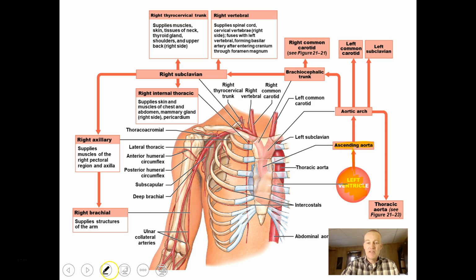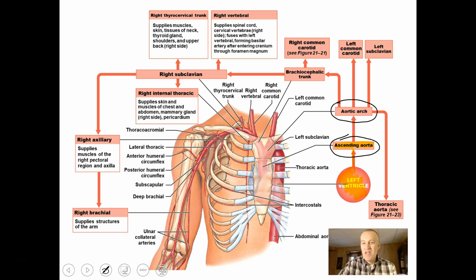Let me get a pen, and we'll use black. So the ascending aorta is the vessel coming out of the heart, and it's going to become the aortic arch. Now at the aortic arch, there are basically branches that come off the aortic arch.